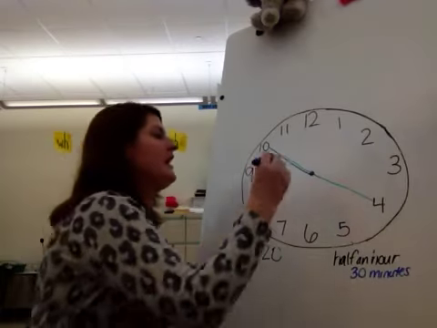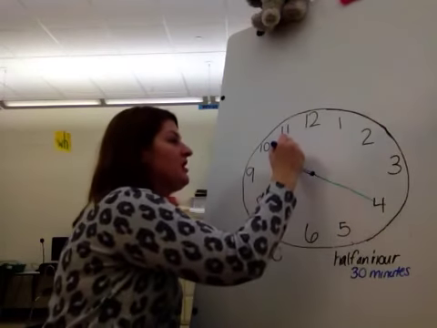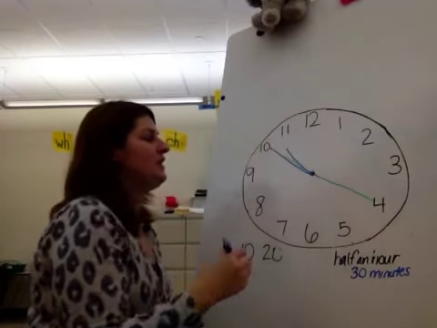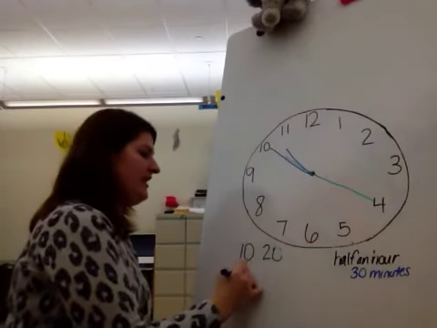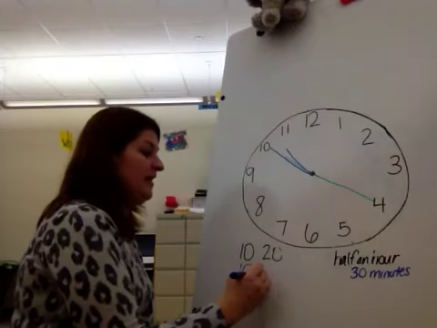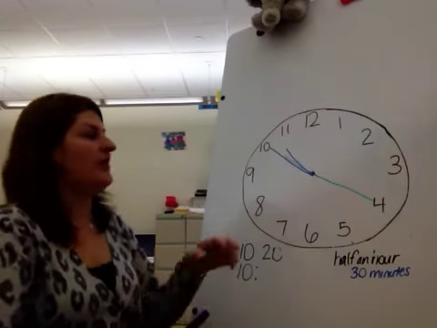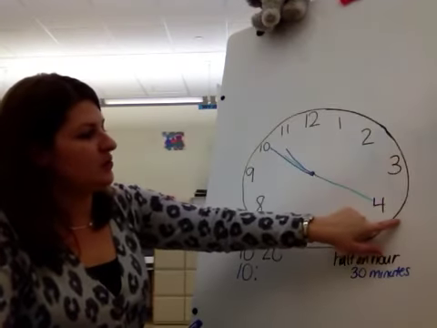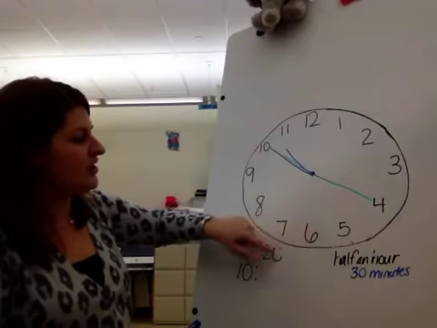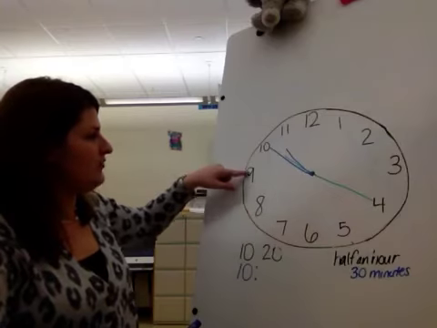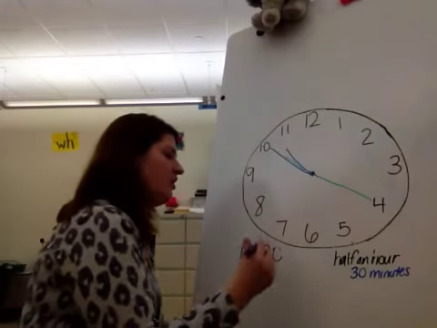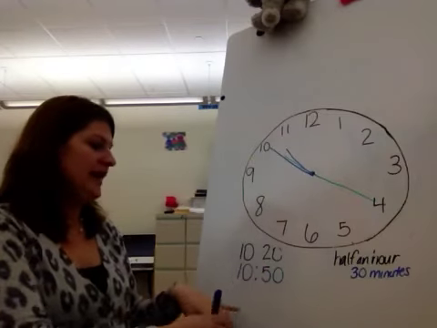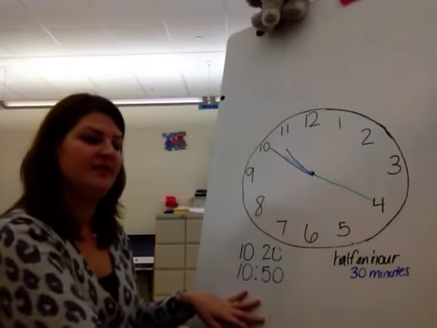So our new time, the hour has not changed. Our hour hand is still on the 10, but now it's between the 10 and the 11. So we have 10, and our new minutes, we're going to count all the way to 10. 5, 10, 15, 20, 25, 30, 35, 40, 45, 50. Our new time is 10:50. So Tim ended his test at 10:50.